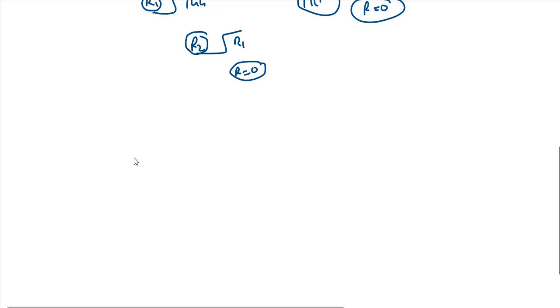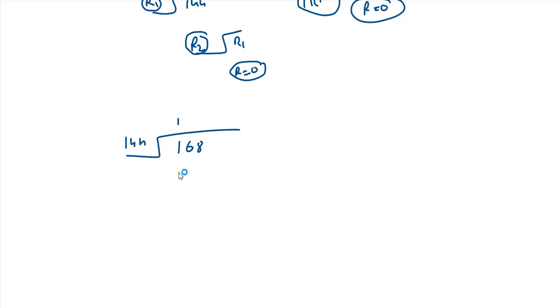So we will take the biggest number, which is 168, and divide it by 144. So 144 ones are 144. The remainder will be 24. So we will divide 144 by 24. So 24 into 6 will be 144. So here the remainder is coming out to be 0. So this 24 represents the HCF of 144 and 168.